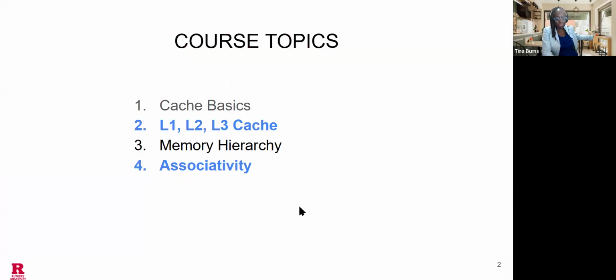All right, so here's a roadmap of where we're going to go. We'll go over some of the cache basics. What is it? Why do we use it? Then we'll talk about the level 1, 2, and 3 cache and what they mean respectively. And then also we're going to look at memory hierarchy and then associativity. All right, so let's go ahead and get started.